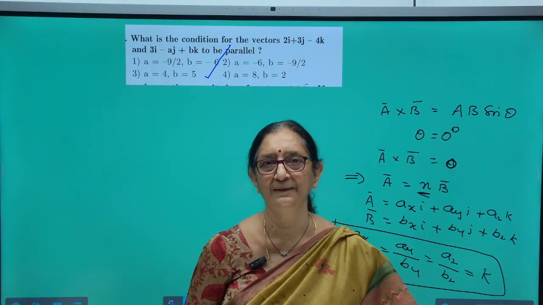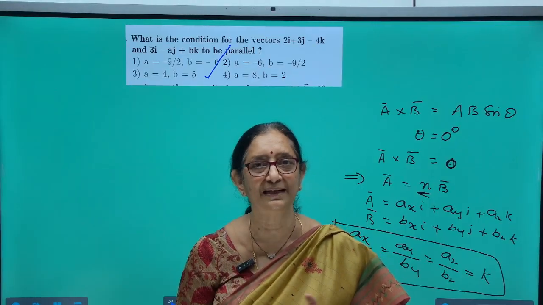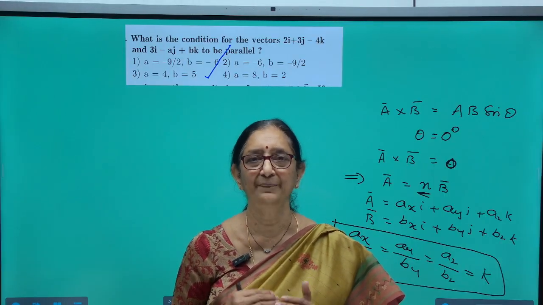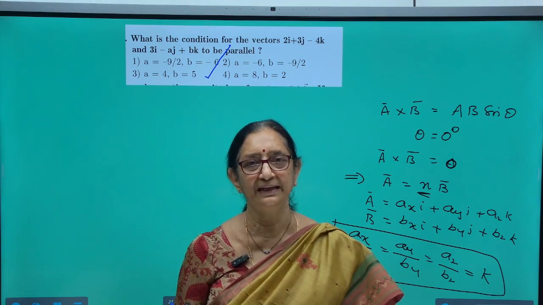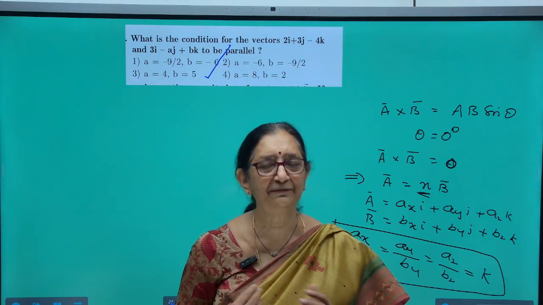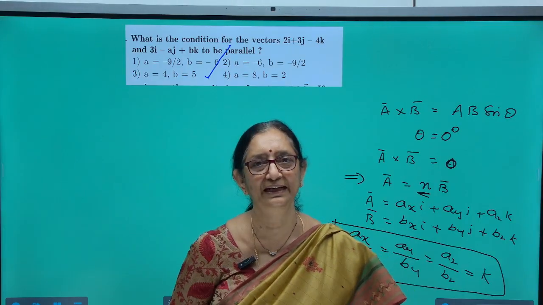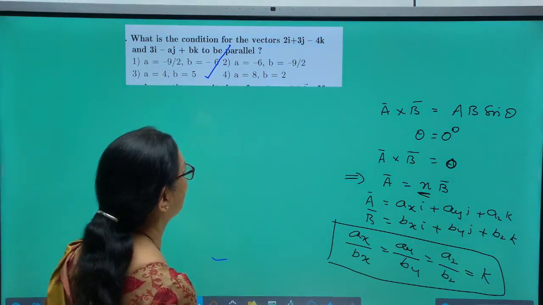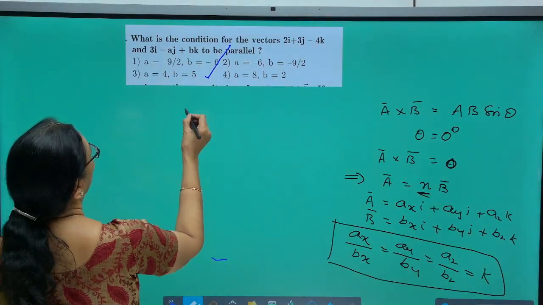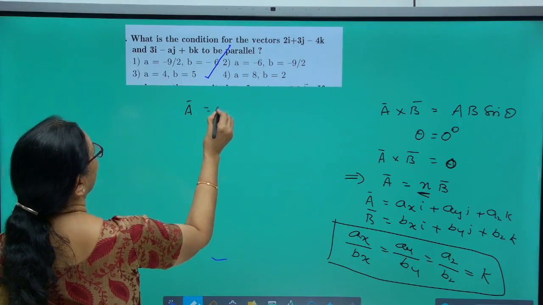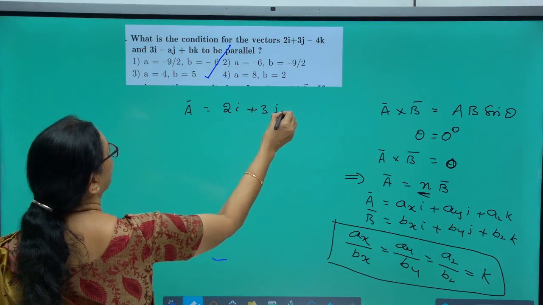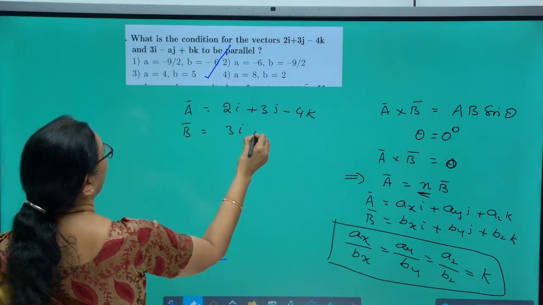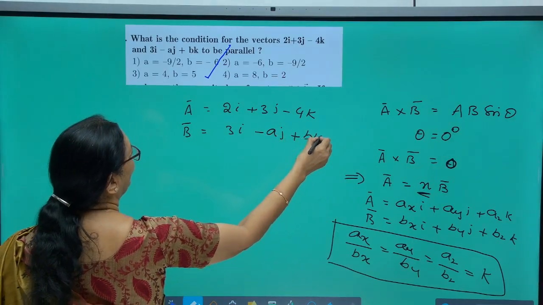Once again, coming back, if one vector is an integral multiple of another vector, then angle between them is 0 if the integer is positive. If the integer is negative, angle between them will be equal to 180 degrees. Okay. So, here it is given that A bar is equal to 2i plus 3j minus 4k and B bar is given as 3i minus aj plus bk.